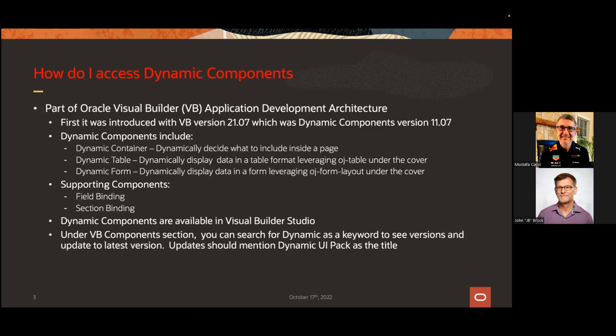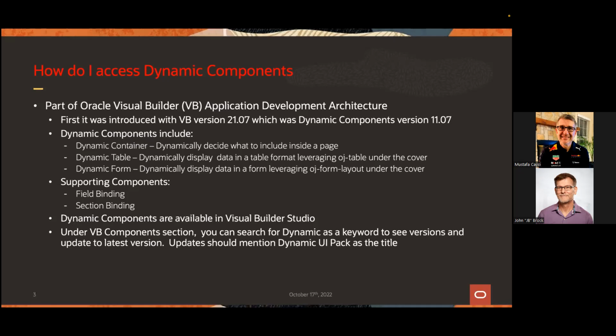As I mentioned, dynamic components are available in Visual Builder Studio. As you progress in your application development, we update dynamic components and release new, latest versions, and you can find them in the component section in Visual Builder. You can look for them, and then you can install them or update to that particular version. Look for the dynamic UI pack. It will get you everything that you need.